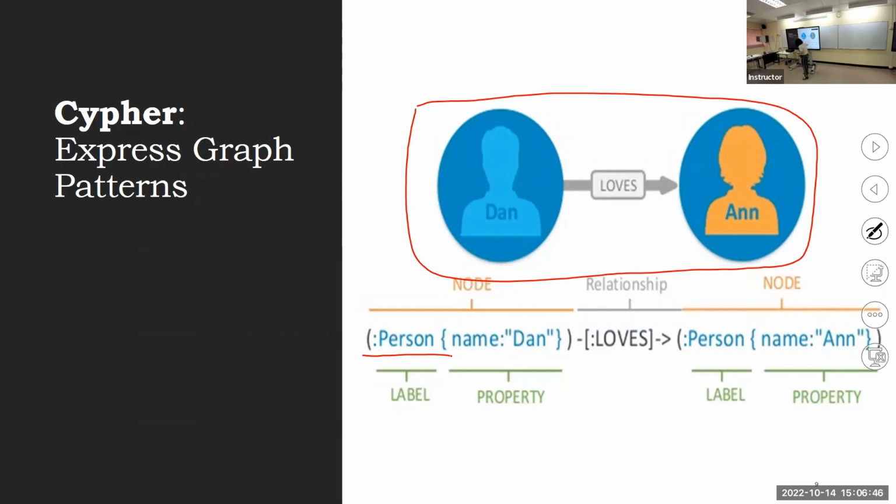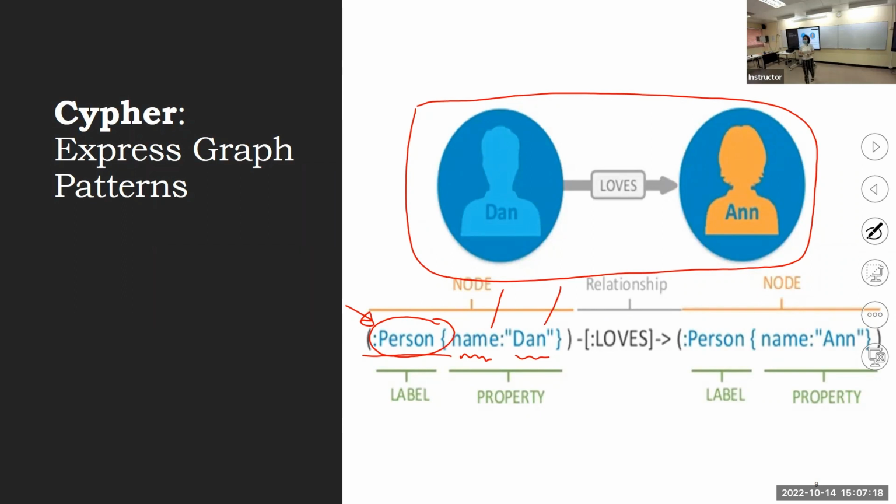For example, we need to specify the type of the node you are looking for or interested in. You may need to define the property and value pair to filter which particular patterns in the graph you are interested in. Okay, for example, suppose we are interested in any person node whose name is Dan. We just do this.